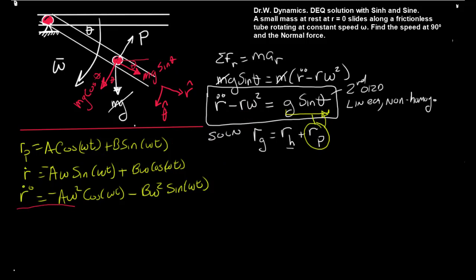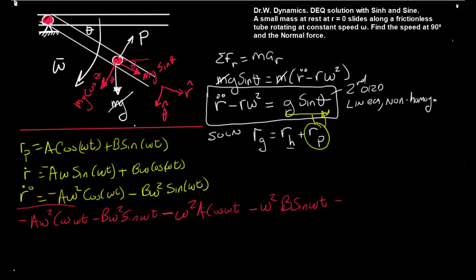So doing that, we get negative a omega squared cos of omega t minus b omega squared sine of omega t, minus omega squared times a cos of omega t minus omega squared b sine of omega t equals g sine of theta. And keep in mind that since it rotates with constant speed, theta is equal to omega t. That's a constant. So these are all thetas in here as well.